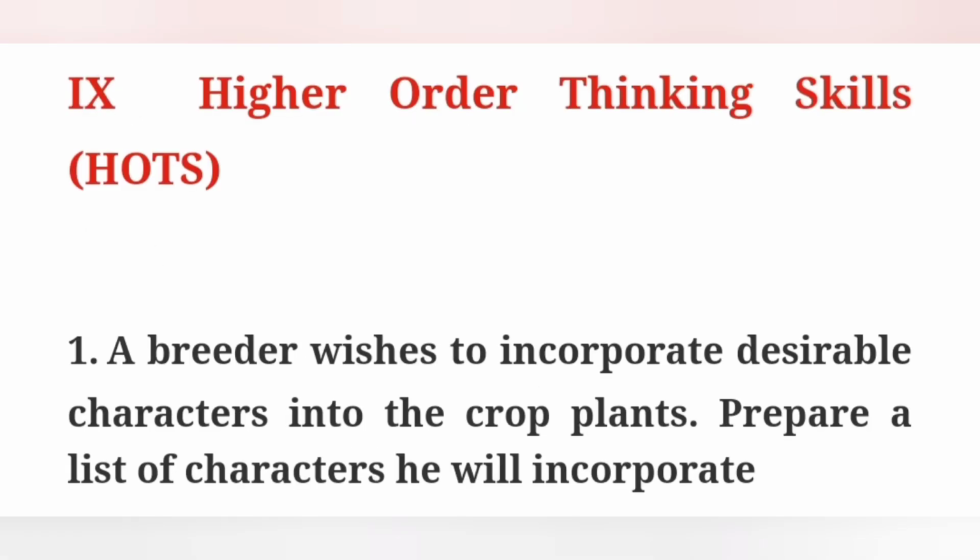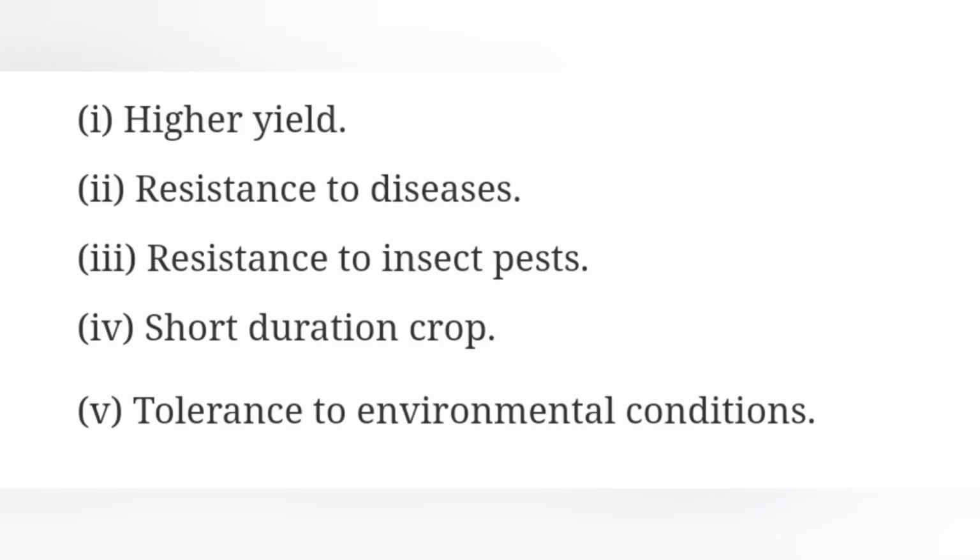Ninth Roman letter, higher order thinking skills. First question, a breeder wishes to incorporate desirable characters into the crop plant. Prepare a list of characters he will incorporate. First point, higher yield. Second point, resistance to diseases. Third point, resistance to insect pests. Fourth point, short duration crop. Fifth point, tolerance to environmental conditions.